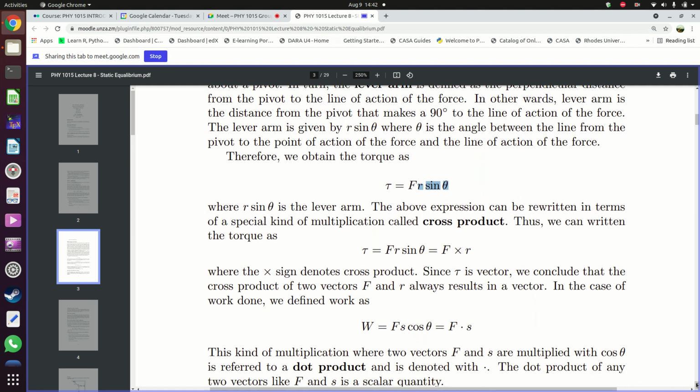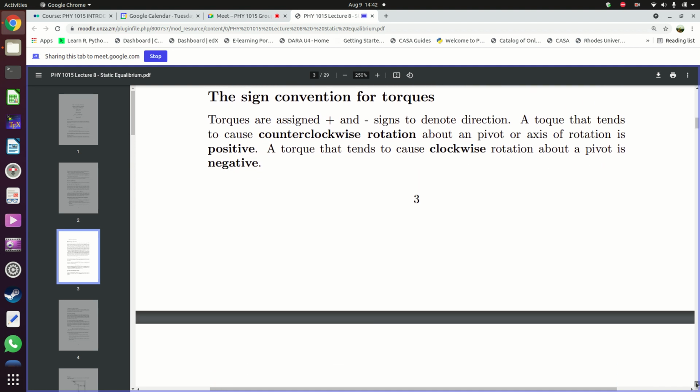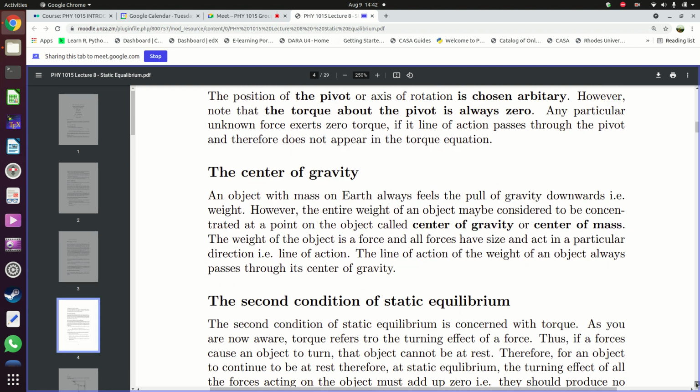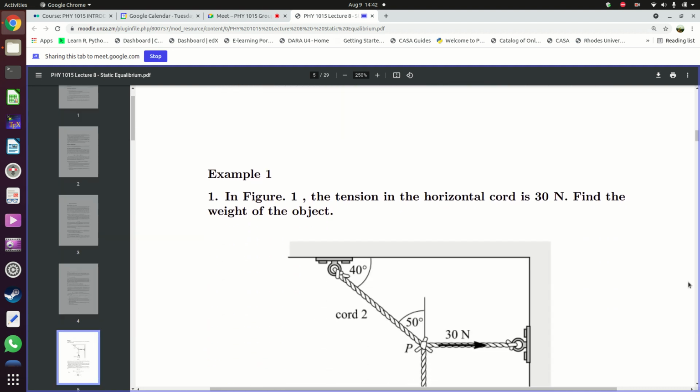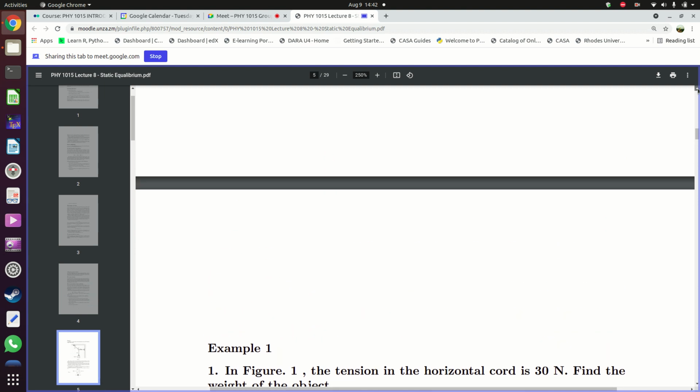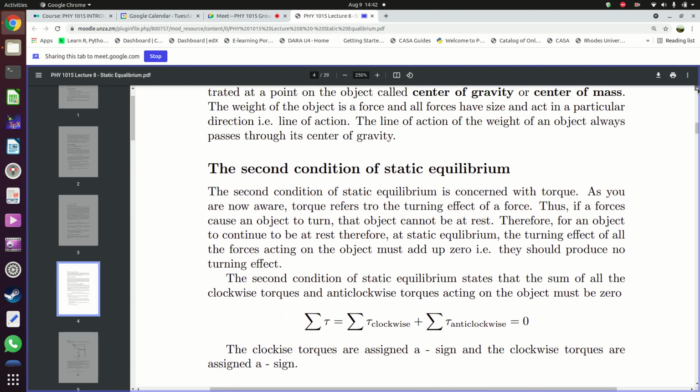Do we have a diagram somewhere which we can use to explain this idea of lever arm? No. Okay, fine.